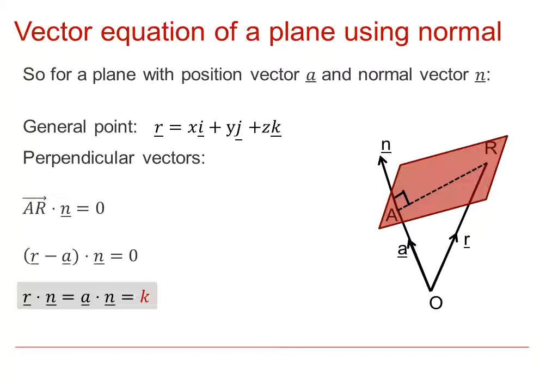So this is just explaining that in a bit more detail. We can see the vector from a to r is definitely perpendicular to the normal, and the vector from a to r is r minus a. And if we dot that with n, we get 0. And if we expand the brackets, we will get r dot n equals a dot n, which equals constant k.